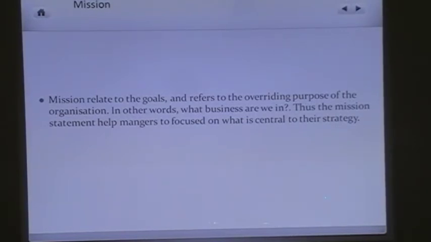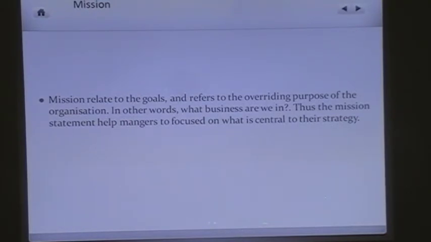NASA as a space agency, the mission of that organization is to explore other worlds, to explore the outer boundaries of space. So in putting that into context, what business are we in? What are we in business for? That's the question that you need to be asking when you look at defining a mission statement. And thus the mission statement helps managers focus on what is central to their strategy.